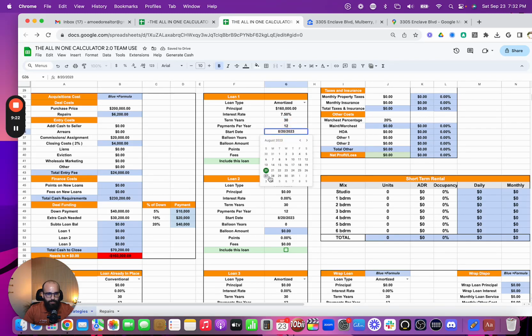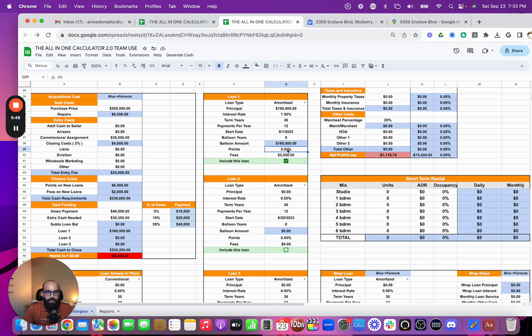Let's say that he's going to start on the 1st of next month, and he doesn't have any balloons. Let's say that they're charging him 4 points, and he has $2,000 in fees. Okay, now you're going to notice that you have to click this button right here. And the reason that it didn't zero out is because of the points and the fees. So I would have to add that right here under extra cash needed.